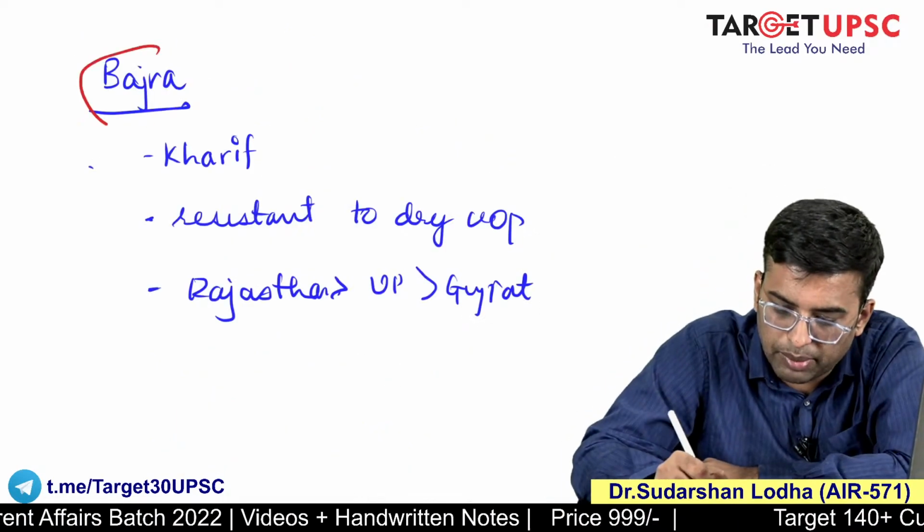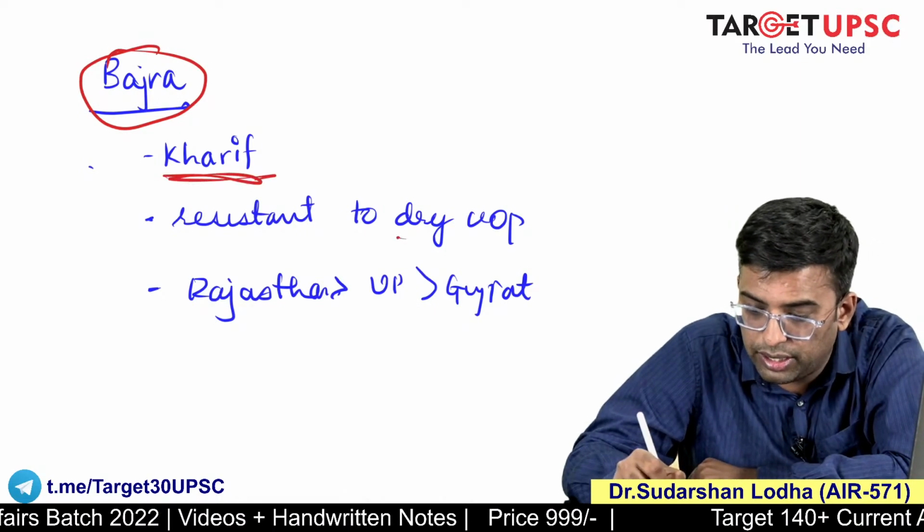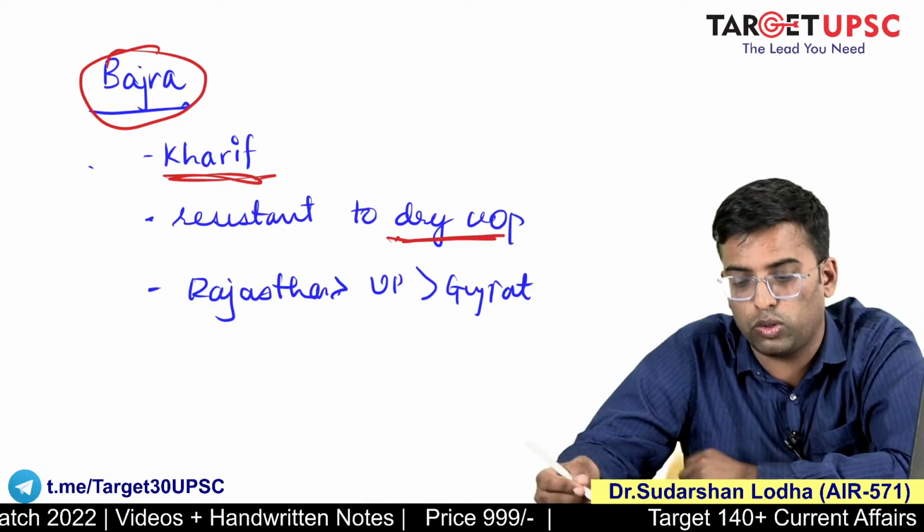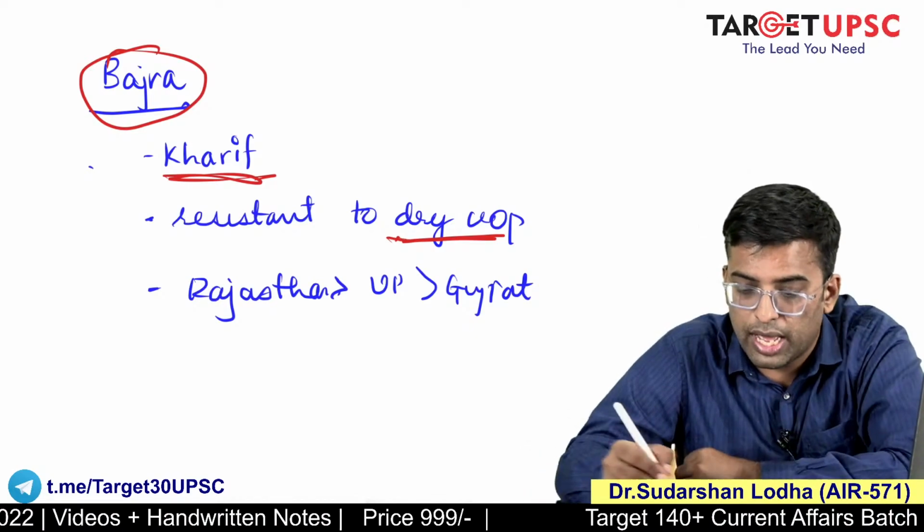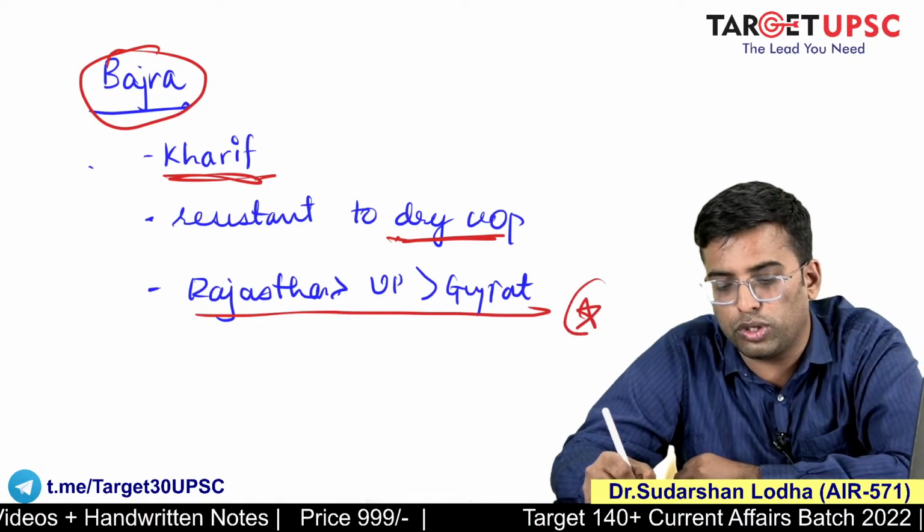Next है बाजरा के बारे में पता चाहिए. It is a kharif crop resistant to dry season, so dry region maybe it can be grown. Rajasthan, UP and Gujarat major producer of bajra.